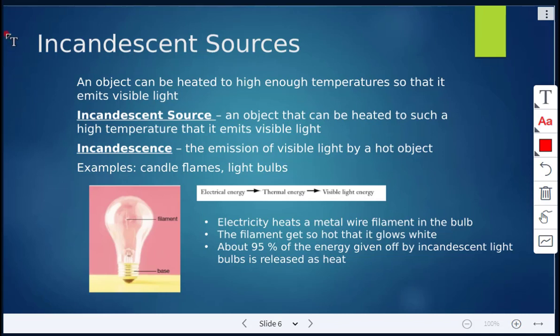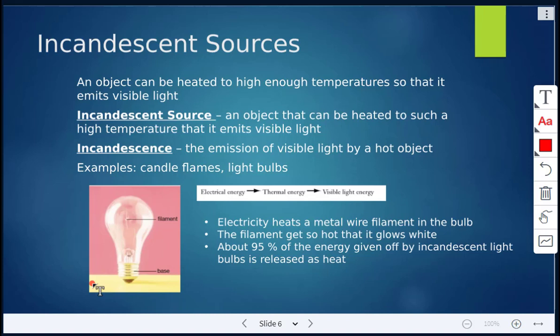All right, next we're going to talk about incandescent sources. So an object can be heated to high enough temperatures so that it starts to emit visible light, and that is an incandescent source. Incandescence is the emission of visible light by a hot object. So for example, candle flames and light bulbs. And what's happening is you're having electrical energy converted to thermal energy, which then we see as visible light energy.